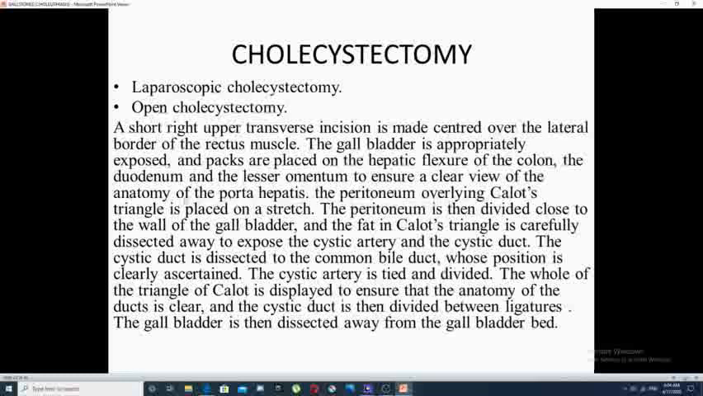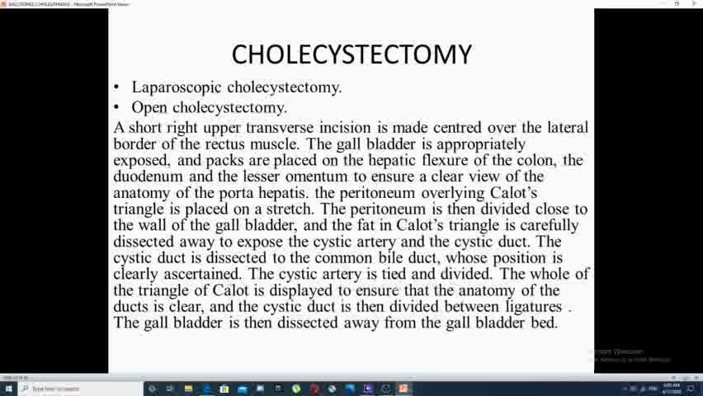Calot's triangle should be dissected and verified to complete dissection for cholecystectomy. The peritoneum is divided close to the wall of the gallbladder, and fat in Calot's triangle is carefully dissected to expose the cystic artery and cystic duct. The cystic duct is dissected up to the common bile duct, which should be clearly identified.